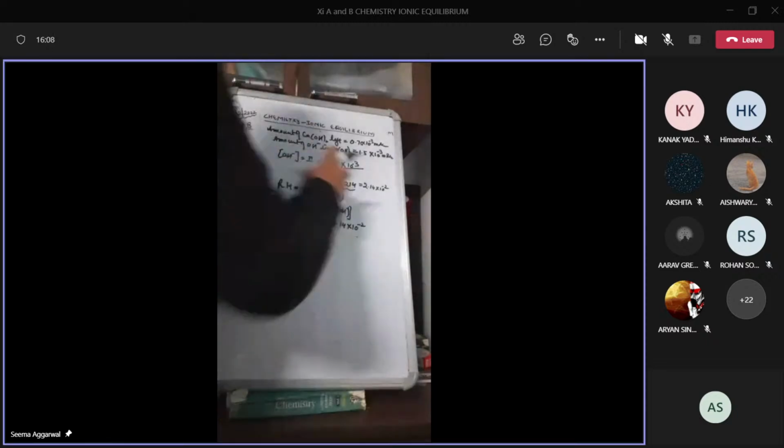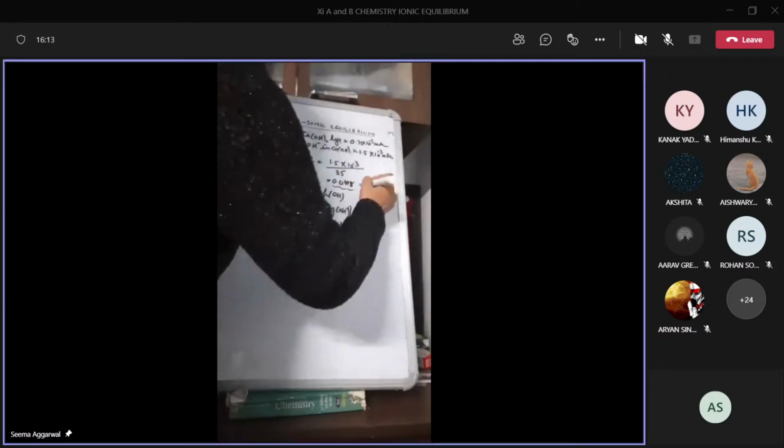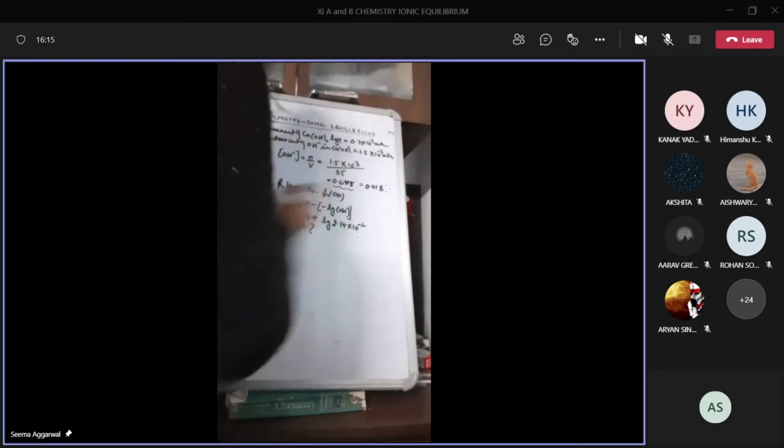I think this value is somewhat wrong. This is 418. Nobody even said the zero. 0.418.